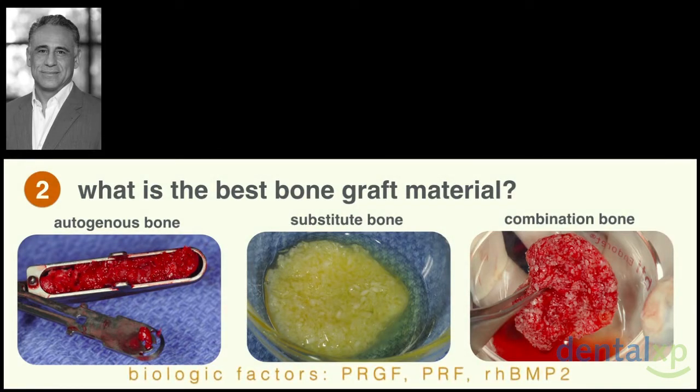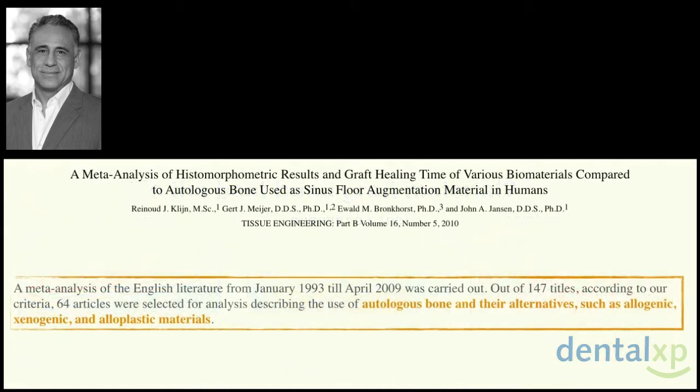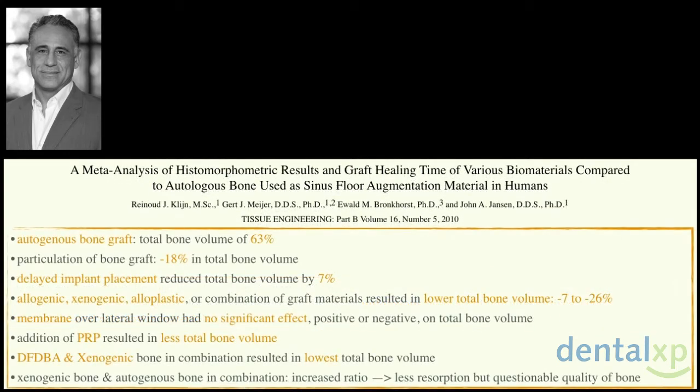The next question is, what kind of bone graft material do we use? Autogenous, substitute, combination? And we have biological factors that, of course, we use in combination. A study that was done by Klinge and Meyer, they took a whole bunch of articles that have been written on this topic and selected 64 of them that really looked at the autogenous bone and the alternative bone graft material.